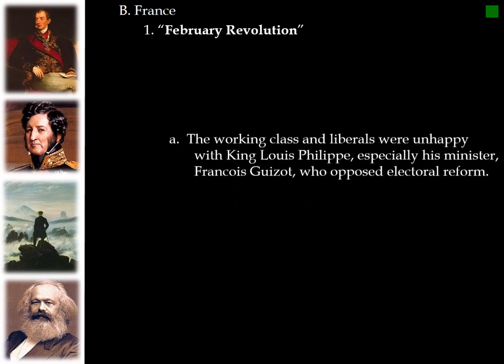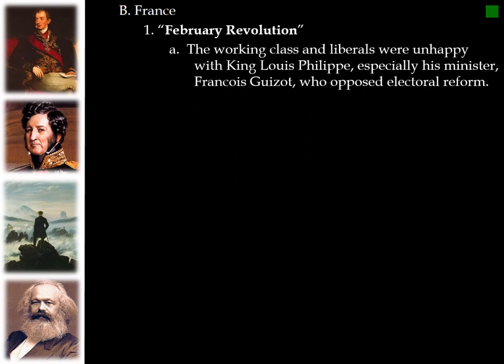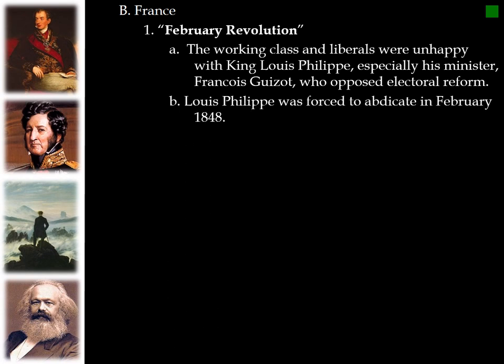Let's discuss how these revolutions took place in different places all throughout Europe. It begins in France. It begins in February of 1848 with what is called the February Revolution. The working class and liberals were unhappy with King Louis-Philippe, who is a Bourbon king, especially with his minister François Guizot, who opposed electoral reforms. Louis-Philippe ultimately was forced to abdicate his throne in February of 1848 as a result of this rebellion of the working class and liberals.